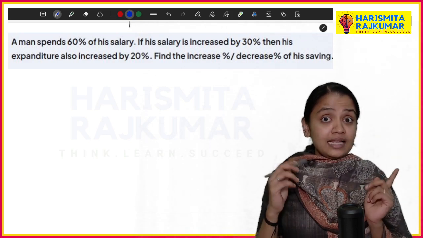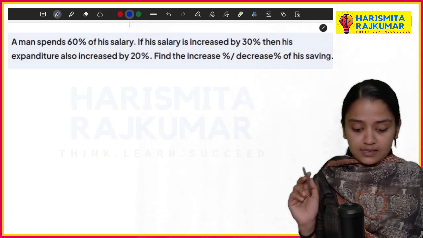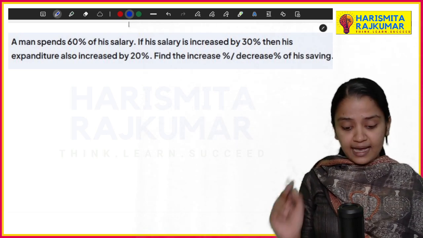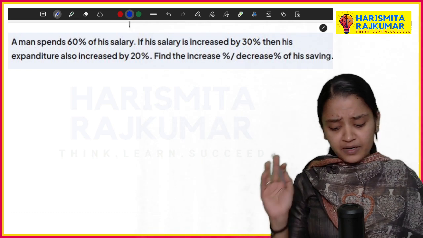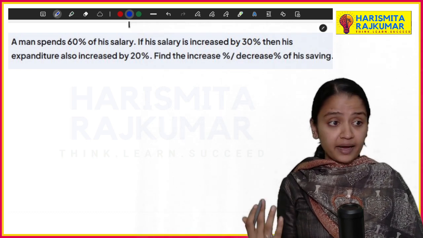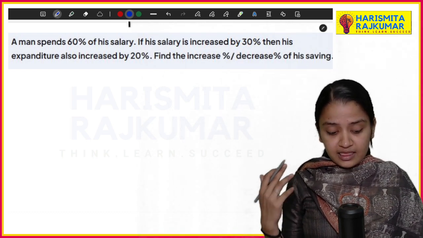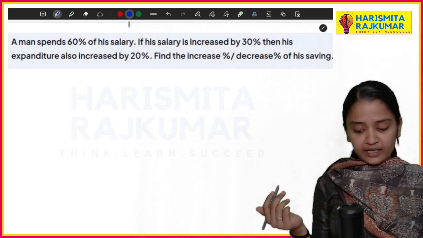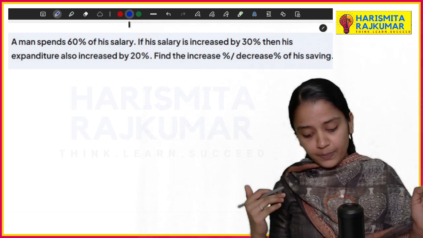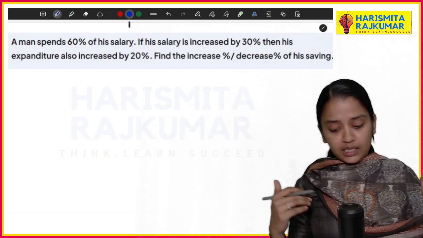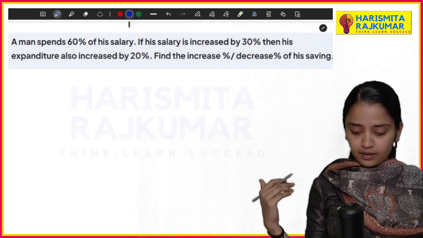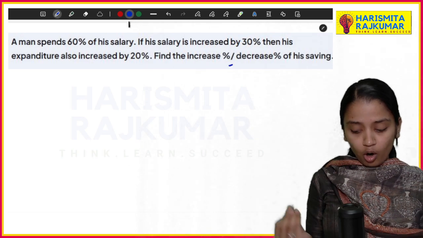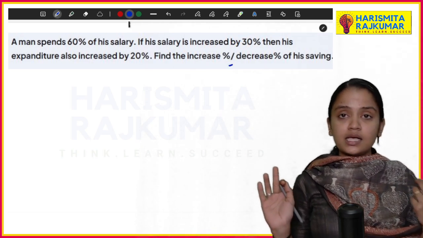So a man spends 60% of his salary. If his salary is increased by 30 percent, then his expenditure also increases by 20 percent. Find the increase percentage or decrease percentage of his savings.